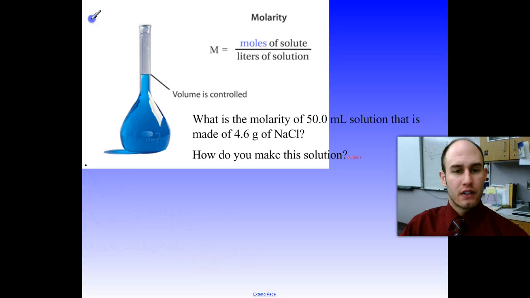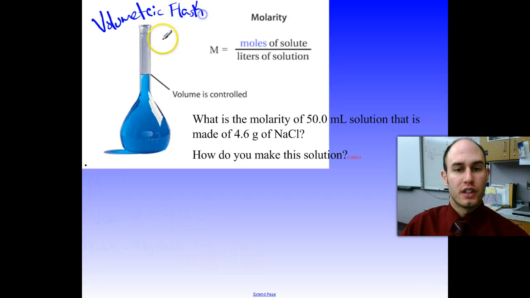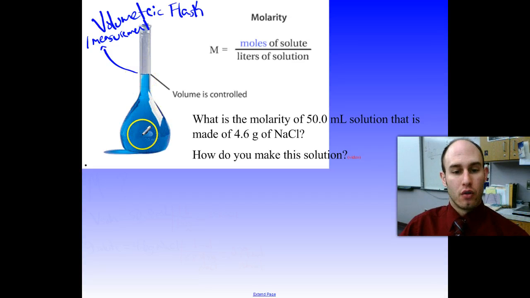So this is a volumetric flask. You guys do need to know that this is a volumetric flask because we use it to make solutions. And what it does is it only has one measurement. It only measures one amount. This one here is actually 1,000 milliliters or 1 liter. But that's a special use because it measures exactly that amount.